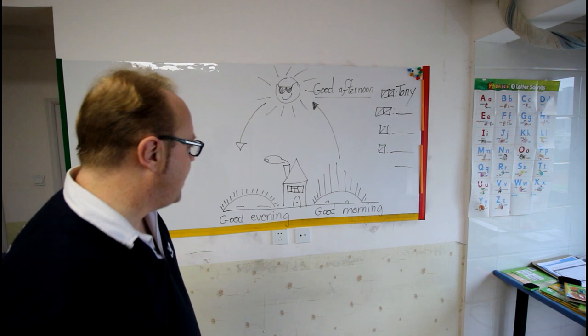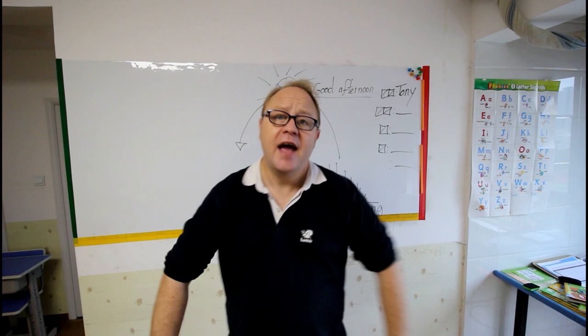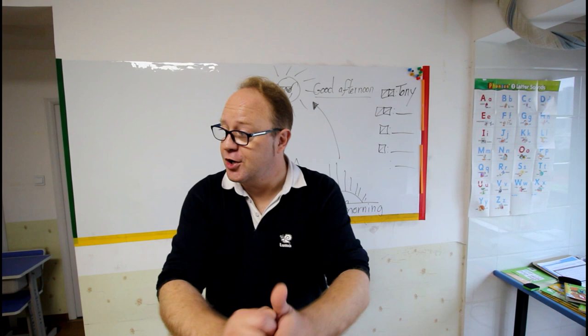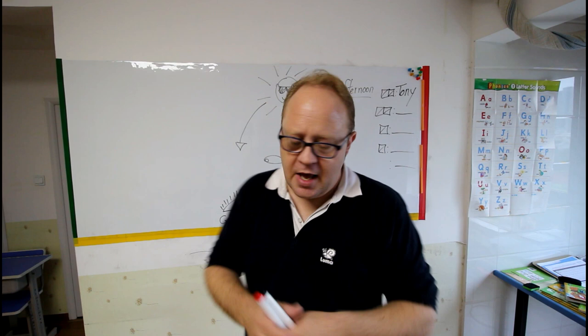Good. Okay. So you have the kids standing up again and asking them to do the action. You can start from the beginning. It is morning. It is afternoon. It is evening. Good evening, everybody. Good evening, everybody. Let's go home. All right.